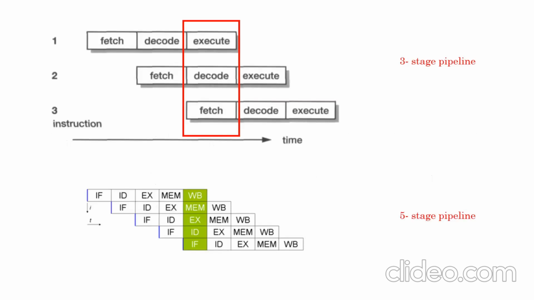So here is the pictorial view of your 3-stage pipeline. These are the 3 stages that an instruction will be going through: fetch, decode, and execute. But why do we call this a pipeline? When the first instruction is fetching, meaning reading an instruction from memory. Decoding means understanding the meaning of an instruction and generating the control signals.